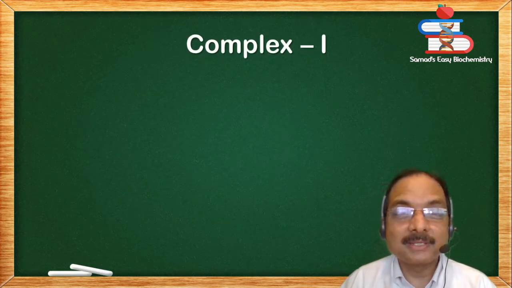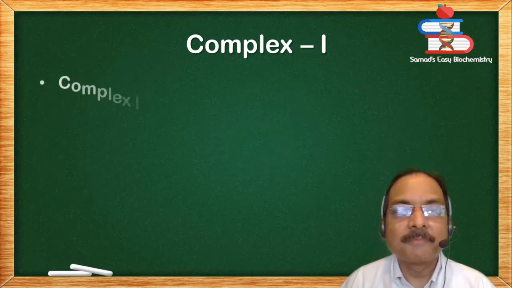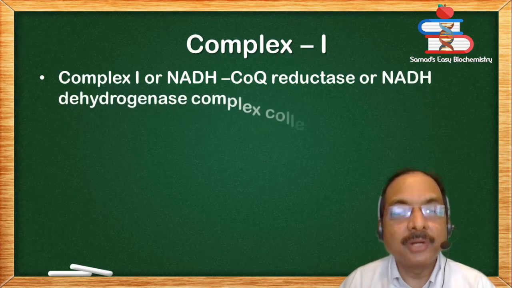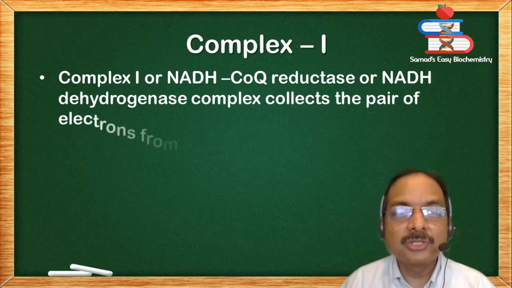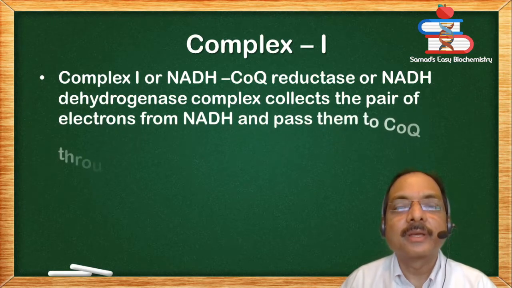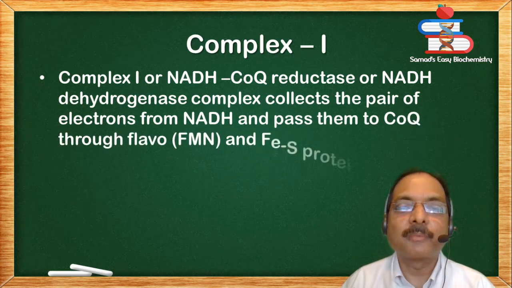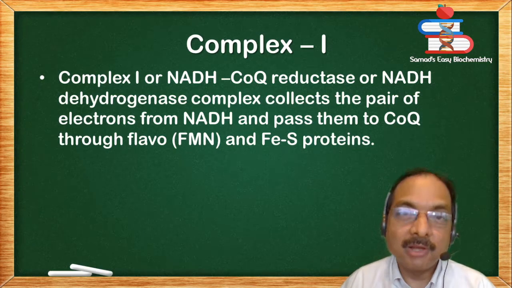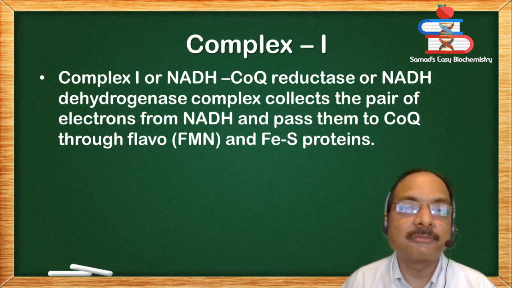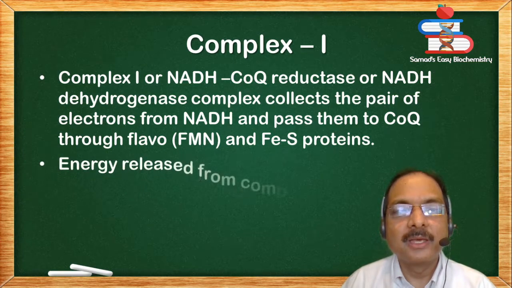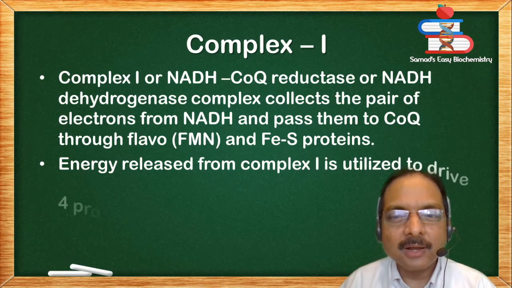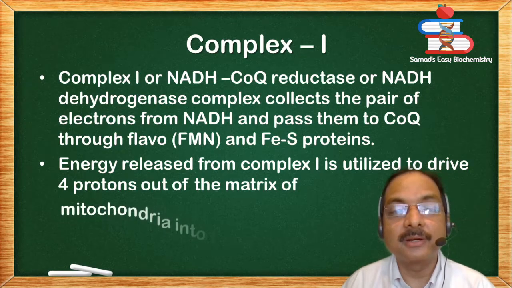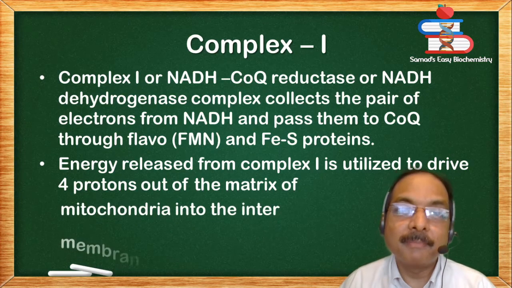The different complexes. First, complex 1. Complex 1 or NADH coenzyme Q reductase or NADH dehydrogenase complex collects the pair of electrons from NADH and passes them to coenzyme Q through flavoprotein like FMN and iron sulfur proteins. Energy released from complex 1 is utilized to drive 4 protons out of the matrix of the mitochondria into the intermembrane space.